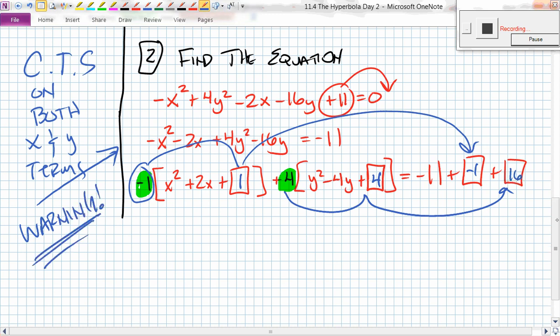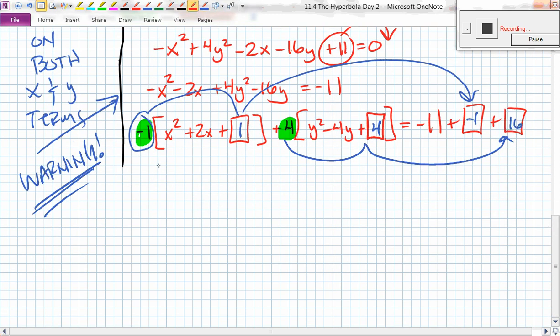All right, how does this break down? Who can do it? Yeah, go ahead, Ethan. Negative 1 times x plus 1 squared plus 4 times, what's this going to break down to? Ethan again: y minus 2 squared. On the other side, I have a negative 12 and 16. Is that 4? All right, cool.